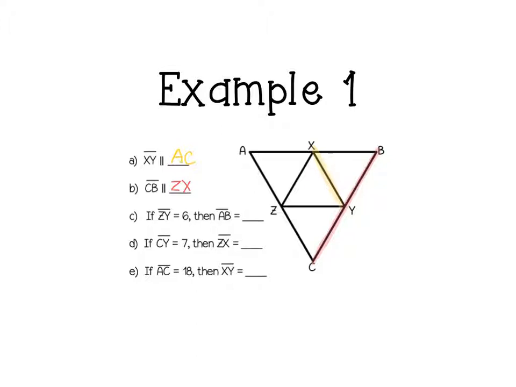So now we're going to look at some midsegments. If ZY is 6, it wants to know AB. Well, ZY is a midsegment for triangle ACB. So the midsegment is half of the large segment. So 6 equals 1/2 of x. Well, to get rid of the 1/2, I'm going to multiply both sides by 2/1. So AB equals 12.